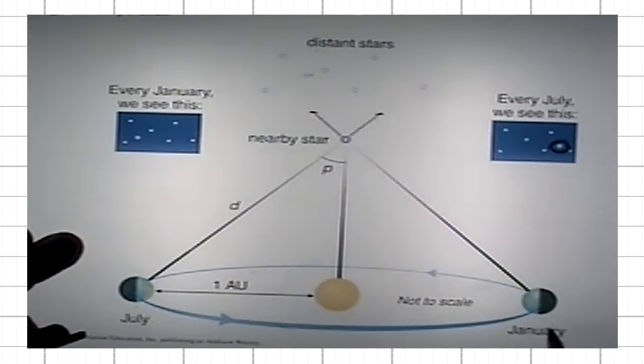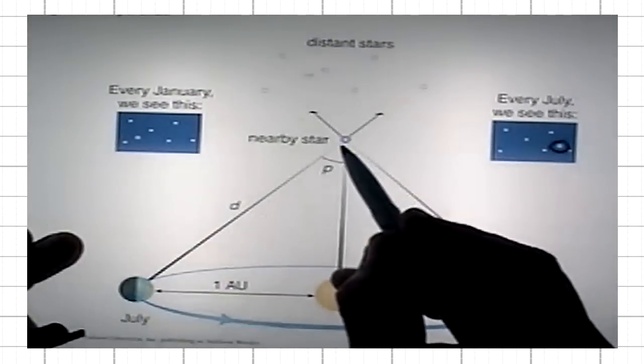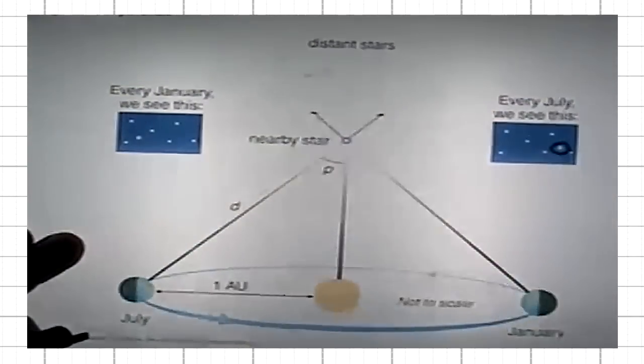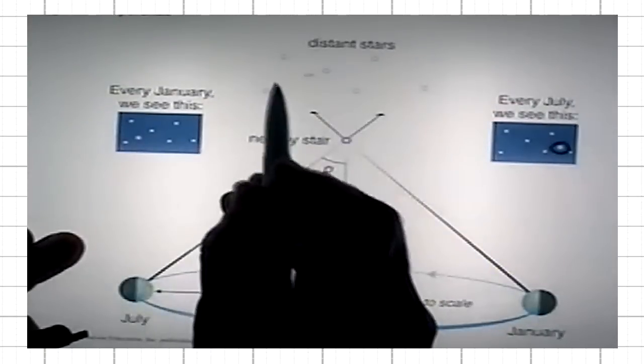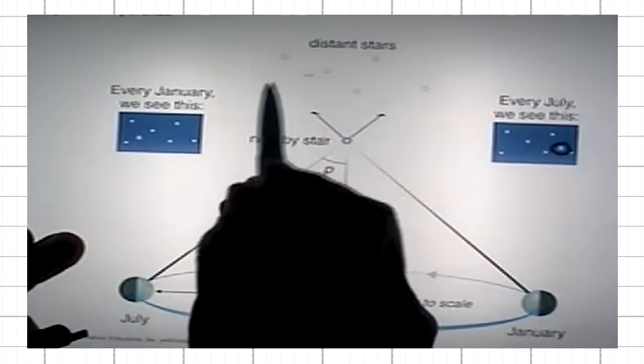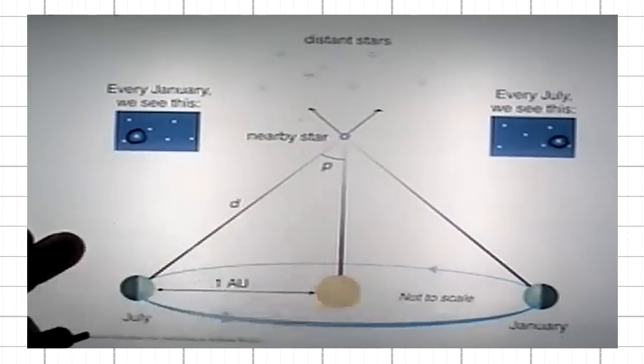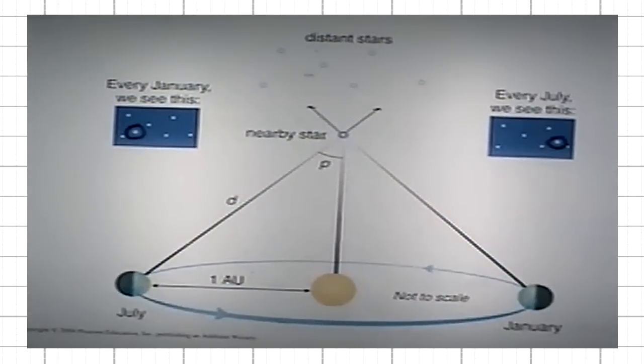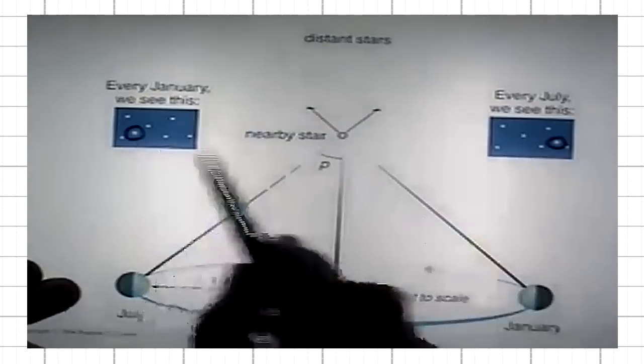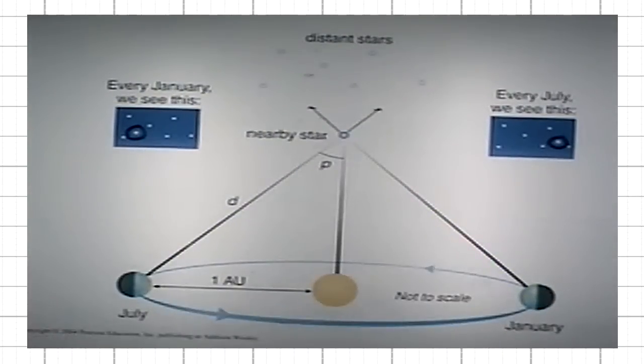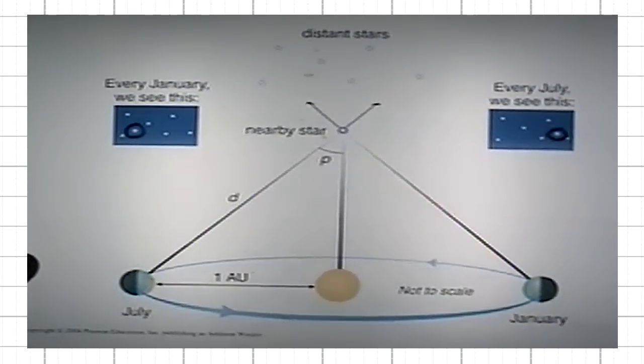Then 6 months later, in January, when you view the same star against the background of more distant stars, it would appear to be closer to this star that is at the left. So it would appear to be here, right? So basically, if indeed the Earth was revolving around the Sun, then we would see this apparent shift in the position of nearby stars relative to the background of more distant stars. And nothing like that was observed.